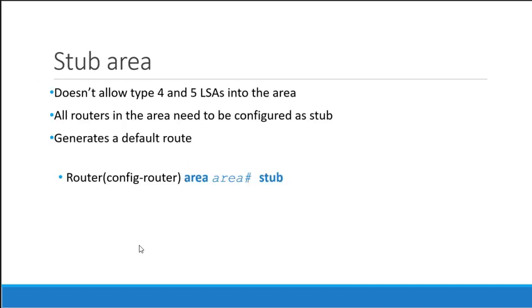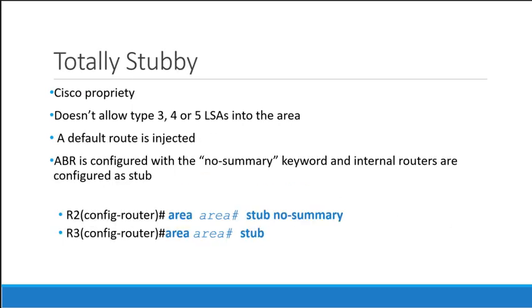As we begin, our stub area doesn't allow Type 4 and 5 LSAs into the area. All routers in the area need to be configured as a stub, and it'll generate a default route. The command to do this is under the OSPF process: area, the area number, and stub. I'm just going to go through each of them real quick, and then we'll go through our configuration and verification.